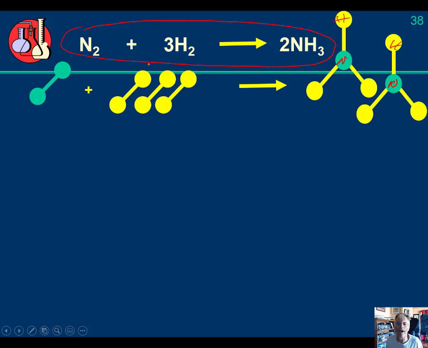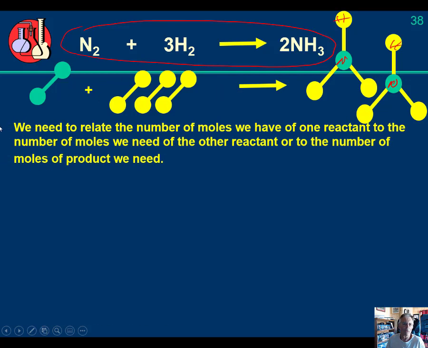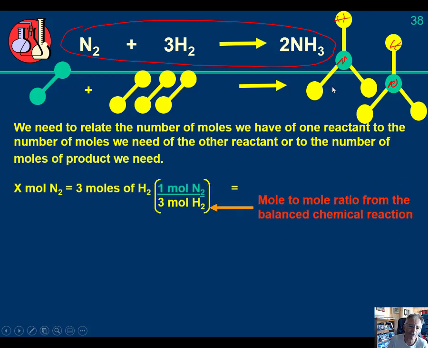All right, so here's how we work this kind of calculation. We need to relate the number of moles we have of one reactant to the number of moles we need of the other reactant, or alternatively to the number of moles of product that we want or we're going to produce. All right, and we do that through a device that we call the mole to mole ratio. You may recognize this is put together in dimensional analysis format. We have an X factor.